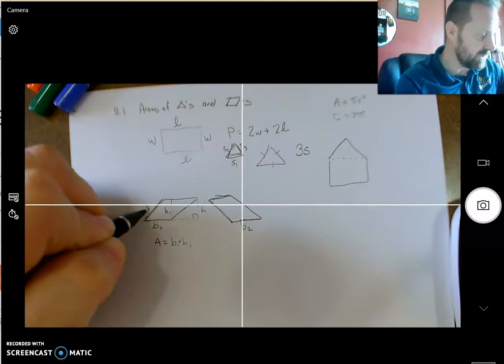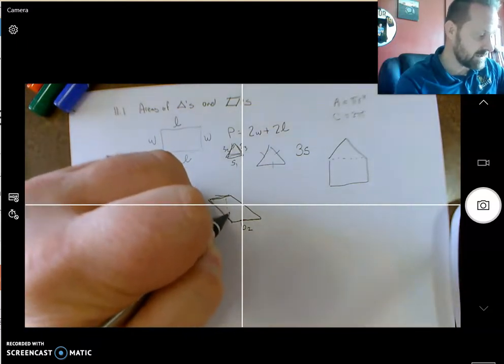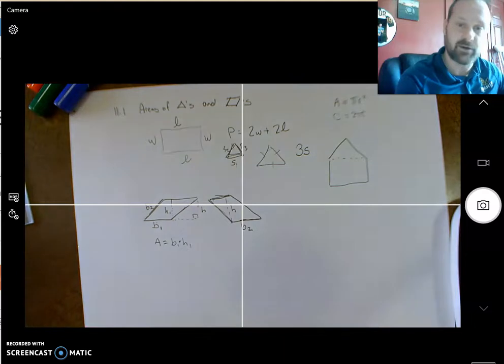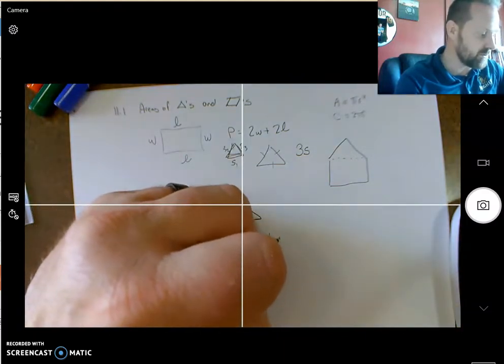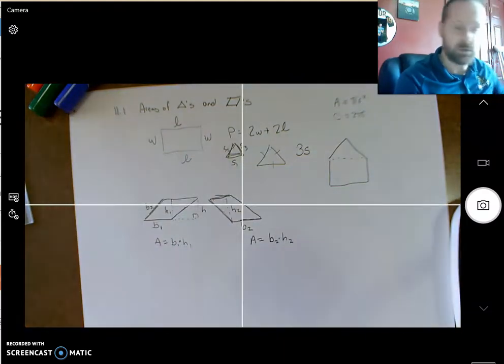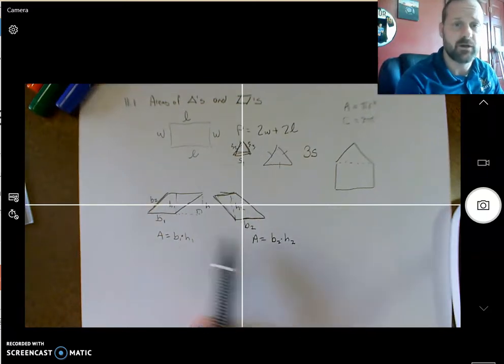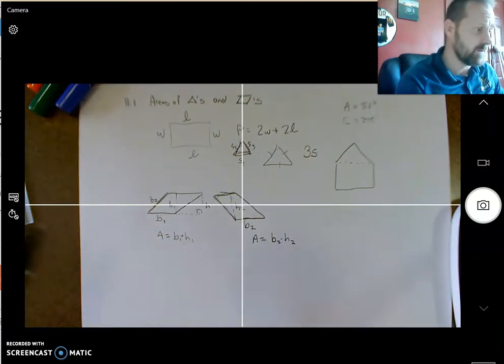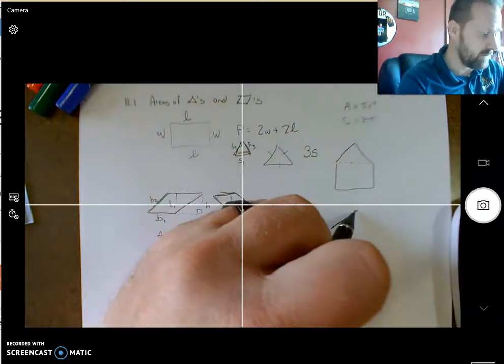Well, that would be a different base. This would be base 2 over here, and let's say that's the height. That's a whole different height, h2. So area would be b2 multiplied by h2. Totally fine. It just depends on your orientation of the problem. Okay, so if you have a triangle like this, let me get my fat hand out of the way here.